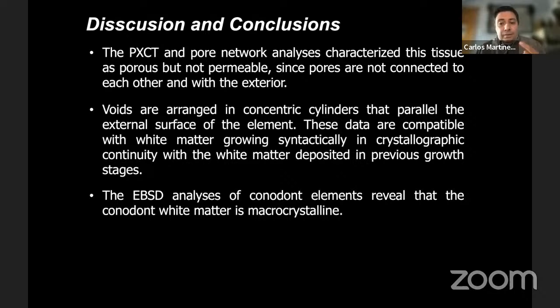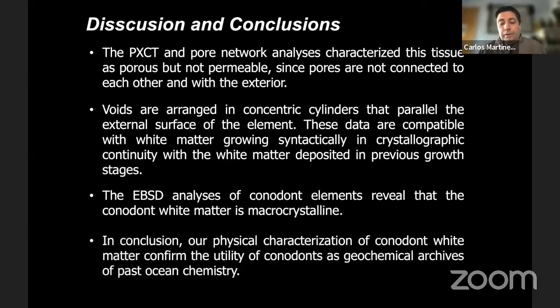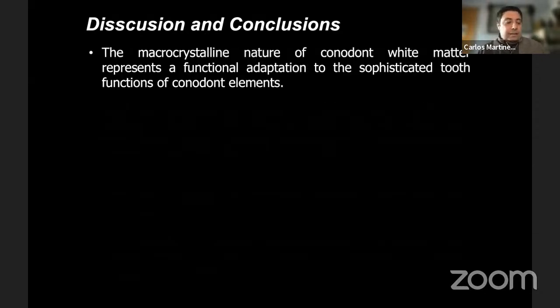But again, we saw that, as Trotter said, we can confirm Trotter's conclusion that this tissue behaves as a single crystal, a macrocrystal, not as field-cooled, resolved, or Perez Huerta. So in conclusion, in terms of the physical characterization, we can say that this tissue can be used for geochemical analysis. But an X-ray is that this tissue is specific for conodonts.